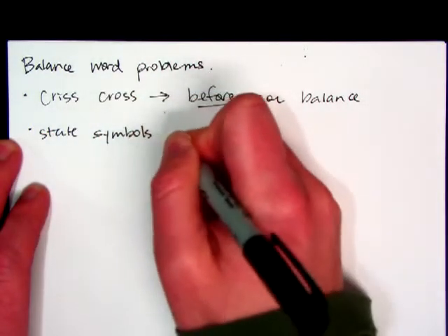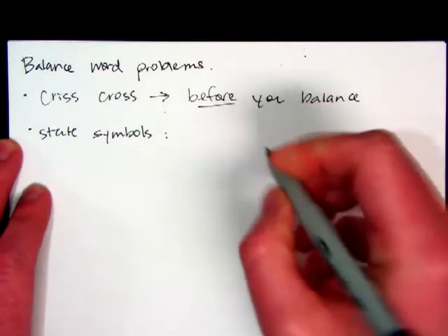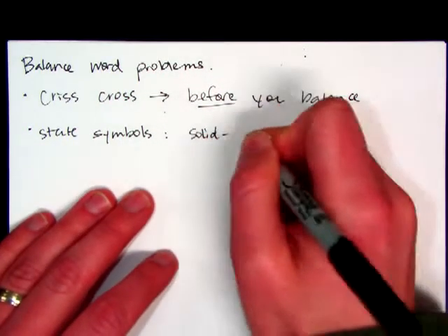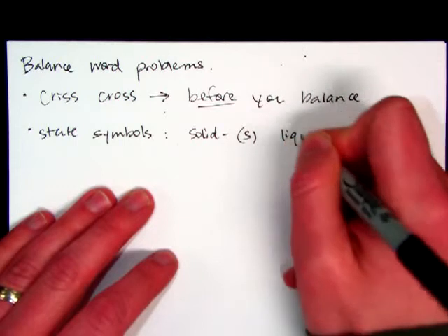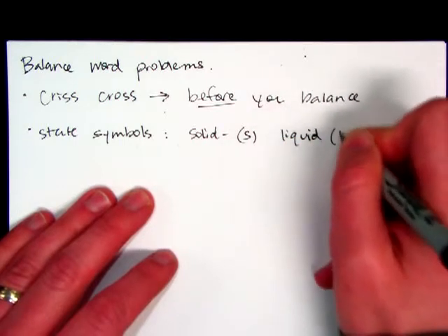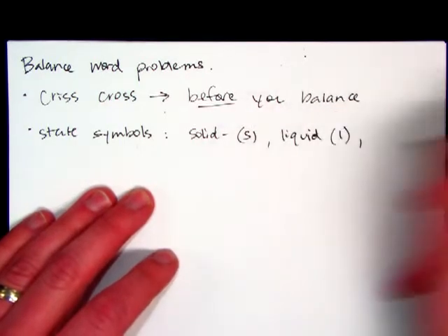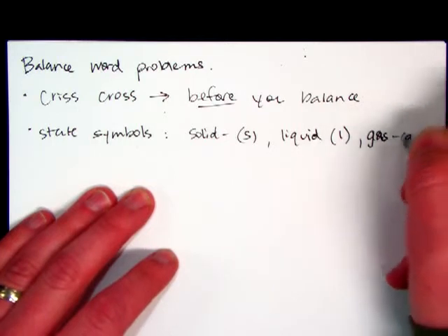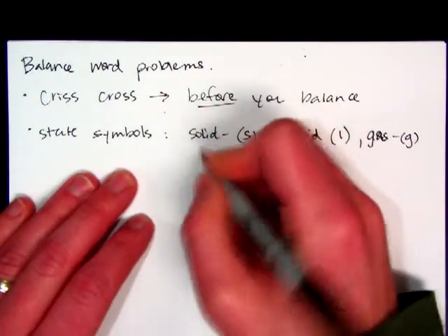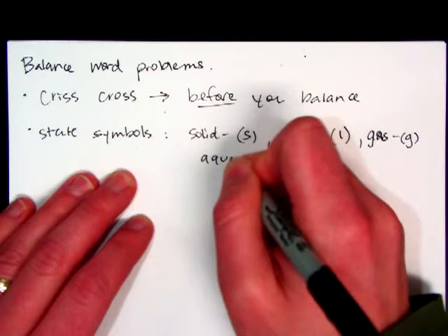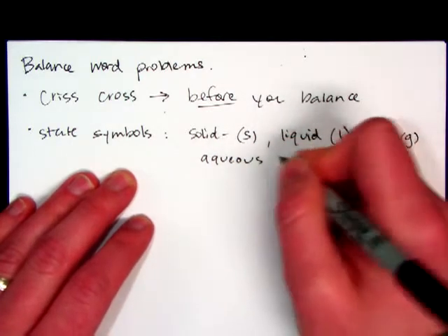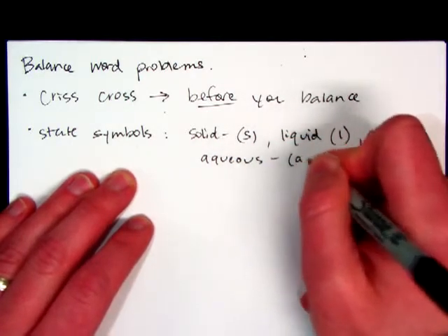State symbols indicate the state of the reactants or products, and there are 4 of them that you'll see pretty commonly. Solid, which is an S. Liquid is an L. Gas is a G. And then the last one is if something is aqueous or in solution, which a lot of reactants and products are, and that is going to be AQ.